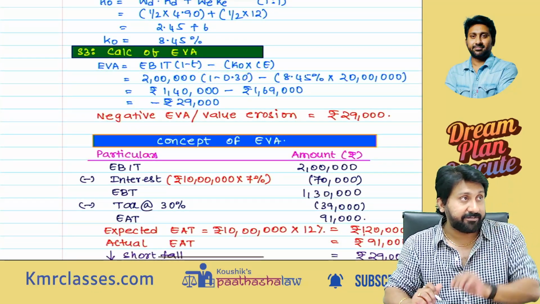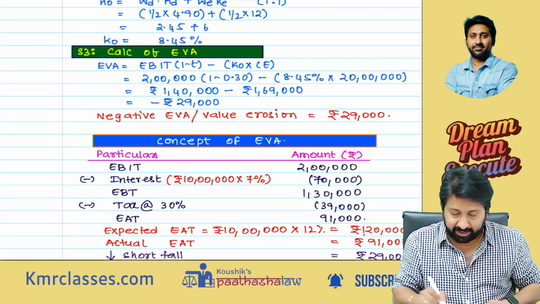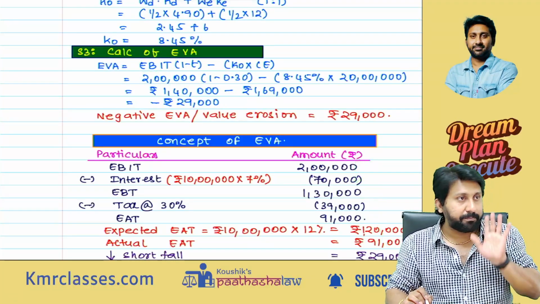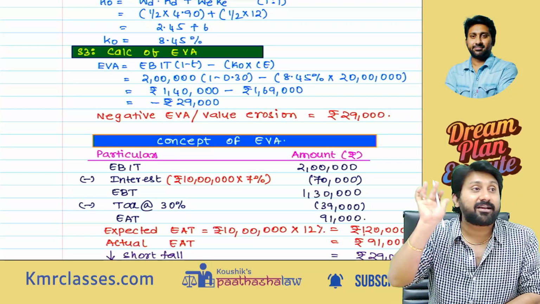Listen carefully, some observations here. EBIT they will not give in the question. They will give net profit, and you have to do reverse calculations. That you practice properly. Next, tax, don't forget. If you forget tax, the concept is wrong.